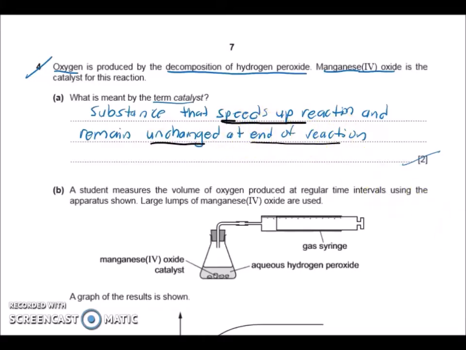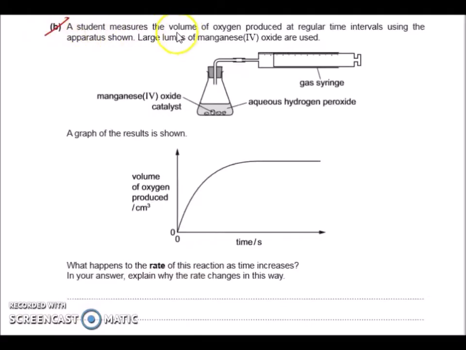Okay, we move to the next question here. Okay, this is question B. A student measures a volume of oxygen produced at regular time intervals using the apparatus shown. For your information, hydrogen peroxide is given by H2O2. This is the molecular formula for hydrogen peroxide. A large lump of manganese(IV) oxide is used. Alright, so here is the volume of the oxygen produced, this is the time.